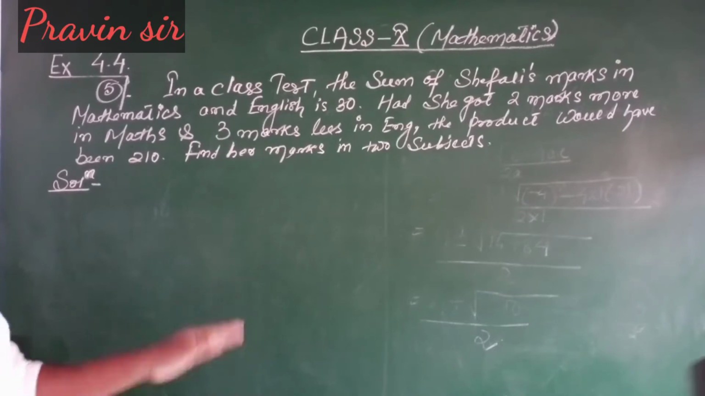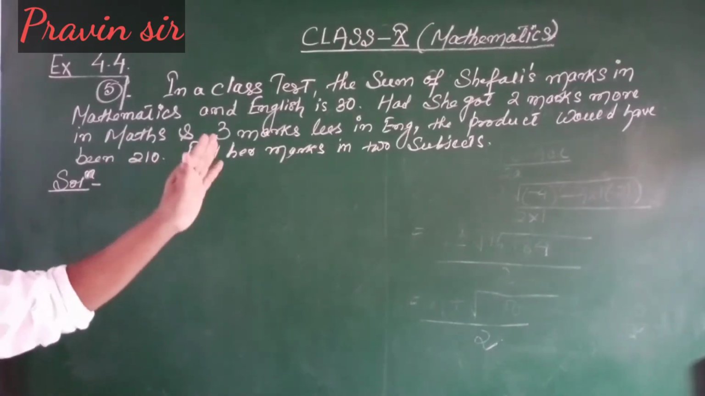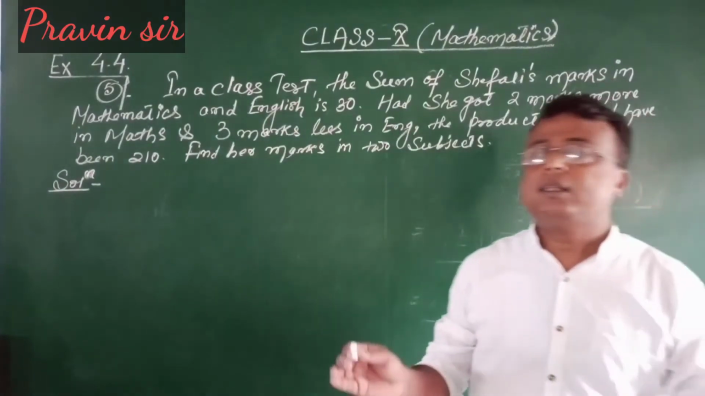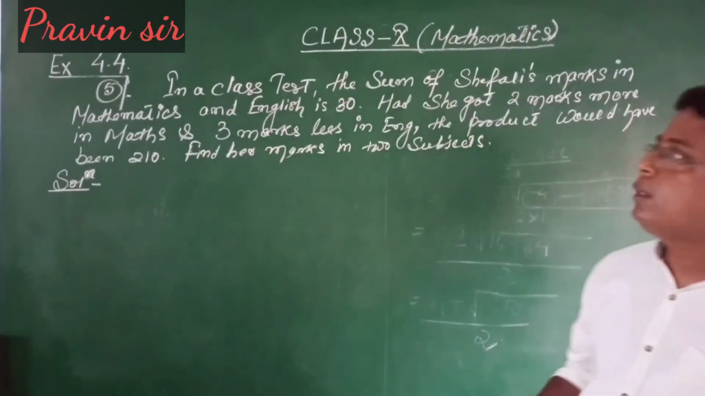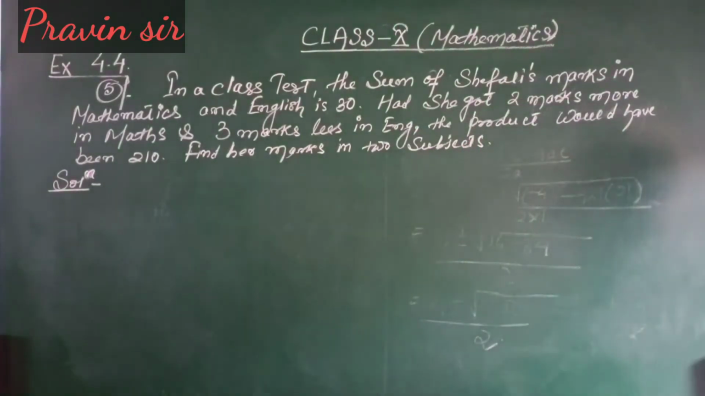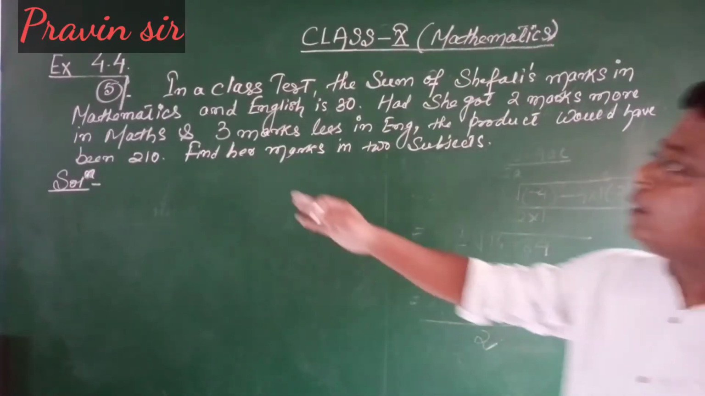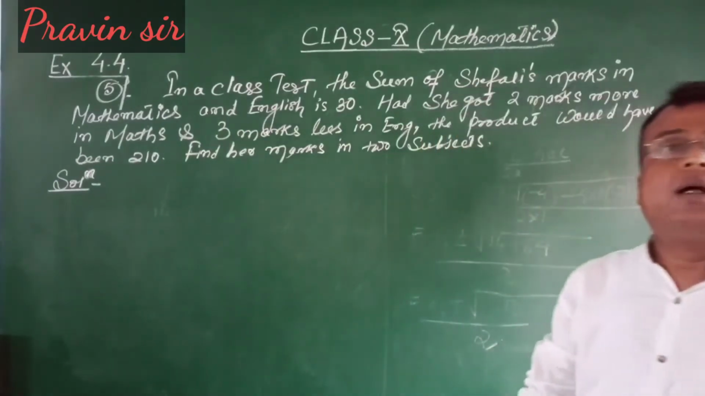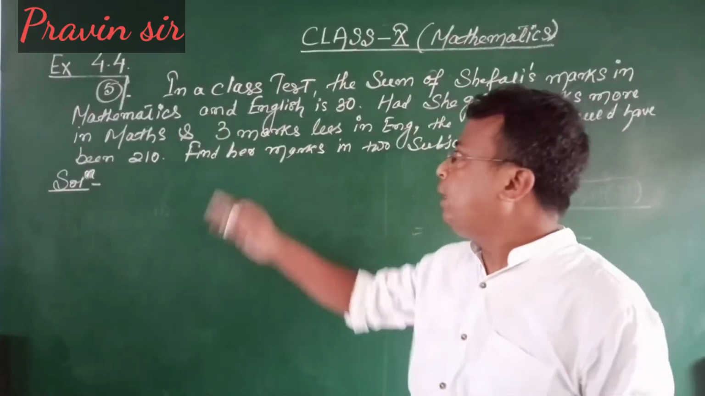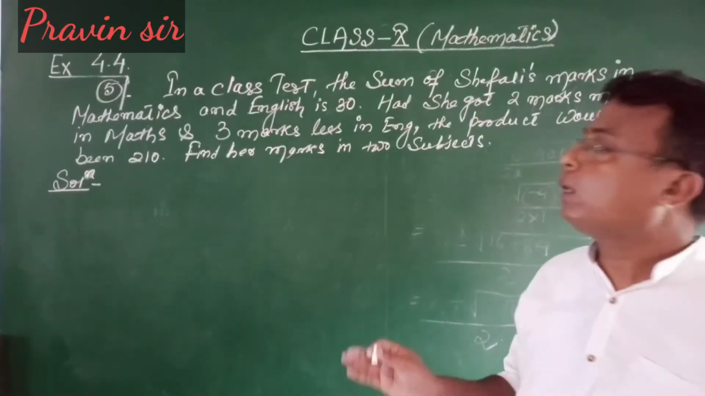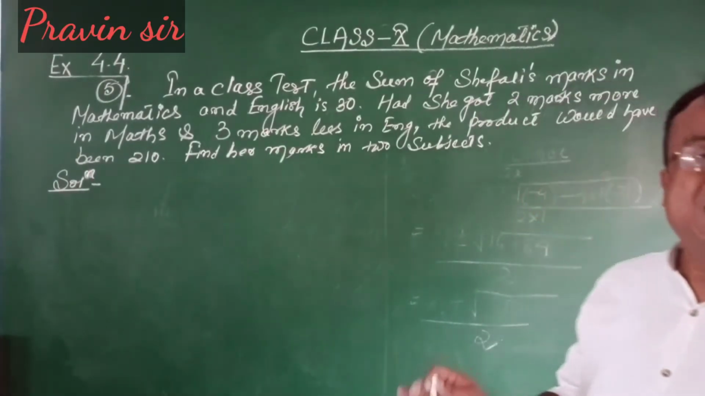In a class test, the sum of Cephali's marks in mathematics and English is 30. Means here, in this question, what is unknown to you? Okay, in this question, what is unknown? The marks scored by Cephali in mathematics, and the marks scored by Cephali in English. Those two things are unknown to you. You totally don't know what marks she scored.